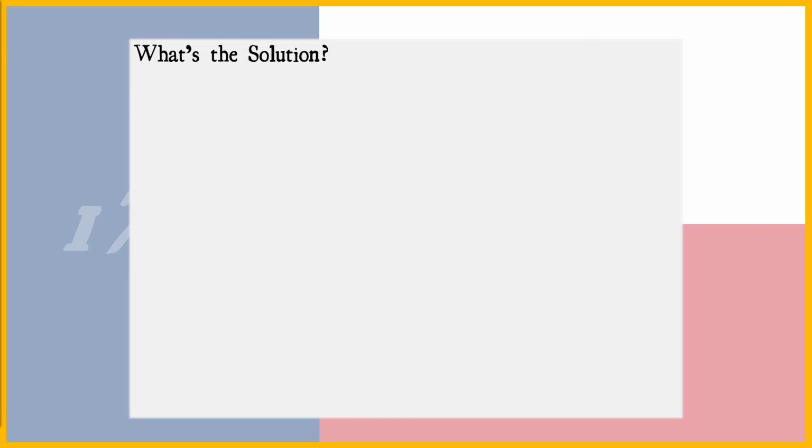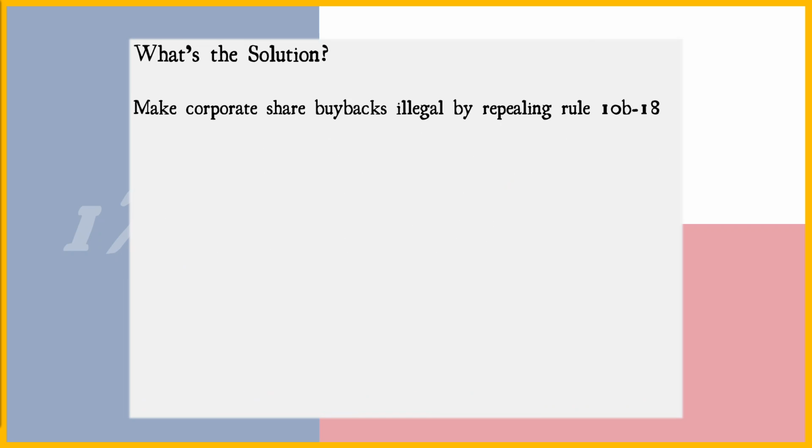So what's the solution? Well, I think there are a couple of options. We can make corporate share buybacks illegal, in quotes again, meaning take away their safe harbor protection from doing it by repealing Rule 10b-18. That's one option.